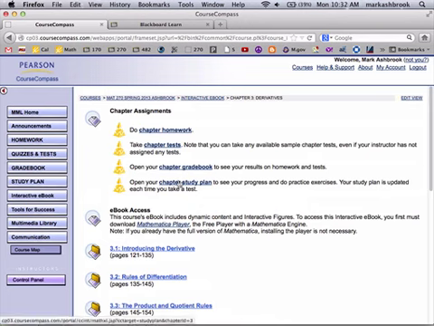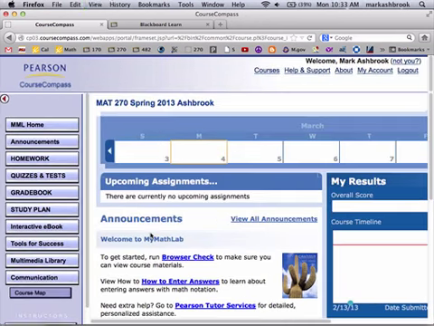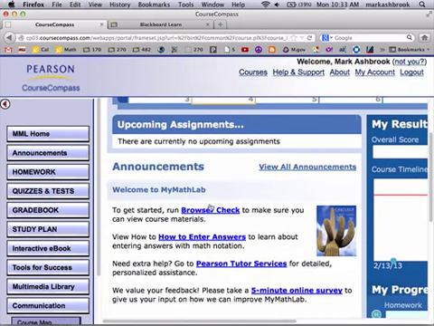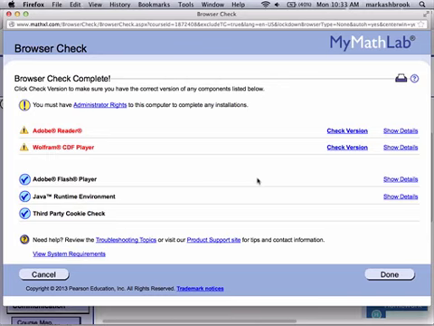So if something goes wrong, if it's saying it can't access the text, what you need to do is go back to this home page and do this thing right here, browser check. The browser check is going to help you get the different plugins and little applications that you need with your browser in order to access the interactive text online. So when you click on browser check, it's checking your browser for all these little things that you need.